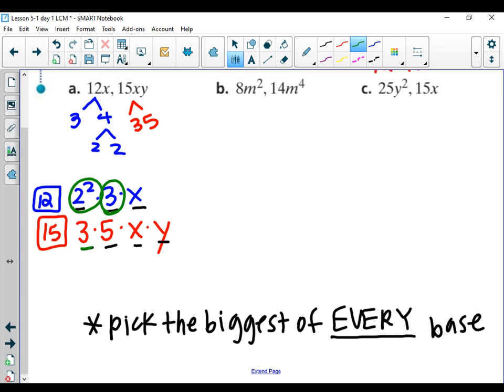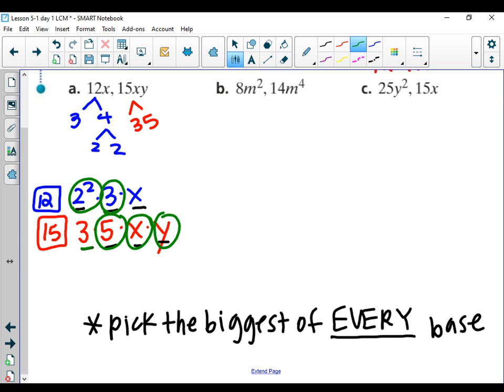What 5 is bigger than regular 5? Pick one, not the other. Which x is bigger than regular x? They're the same. What's bigger than regular y? Nothing, just y.